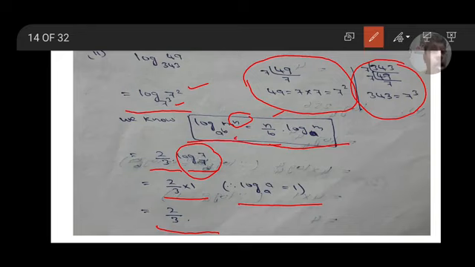Okay, we used two properties: the first one, and log a to the base a is the second property. Let us move to the next problem.